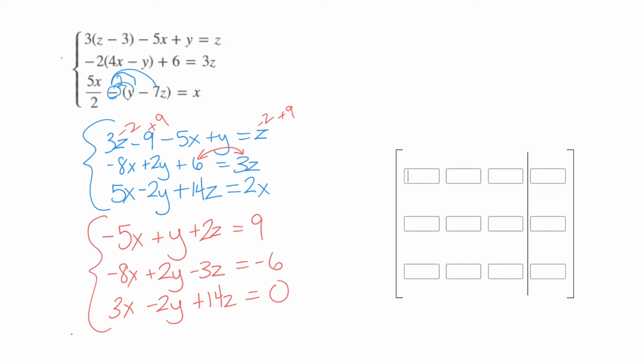So on your homework, all they're wanting you to do is to clean it up, get rid of all the parentheses, get everything in the same order, and then you just have to type it in what we call an augmented matrix, which just ditches all of the variables and just puts in the coefficients. So you'll put in a -5, a 1, a 2, a 9, -8, 2, -3, -6, 3, -2, 14, 0. And that's all they're really wanting you to do there, is just to clean it up, and then you're done.